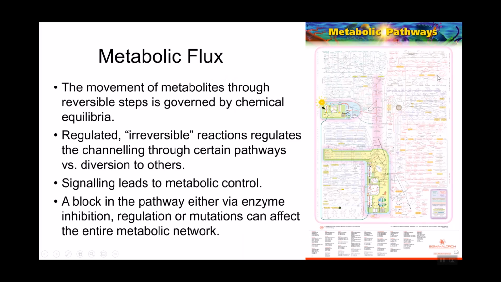The metabolic flux really dictates how molecules flow through the different pathways. We've seen how some steps are essentially irreversible, while others are reversible and depend on the concentration of metabolites to dictate the directionality of a reaction. It's the regulation of these irreversible steps that can divert molecules to other pathways. And we've seen how signaling can turn on and off the catabolic and anabolic pathways through a variety of mechanisms. Whenever you do have a block in the pathway, it really comes down to understanding the relationship between the pathways in order to wrap your head around what's going on in the entire metabolic network.